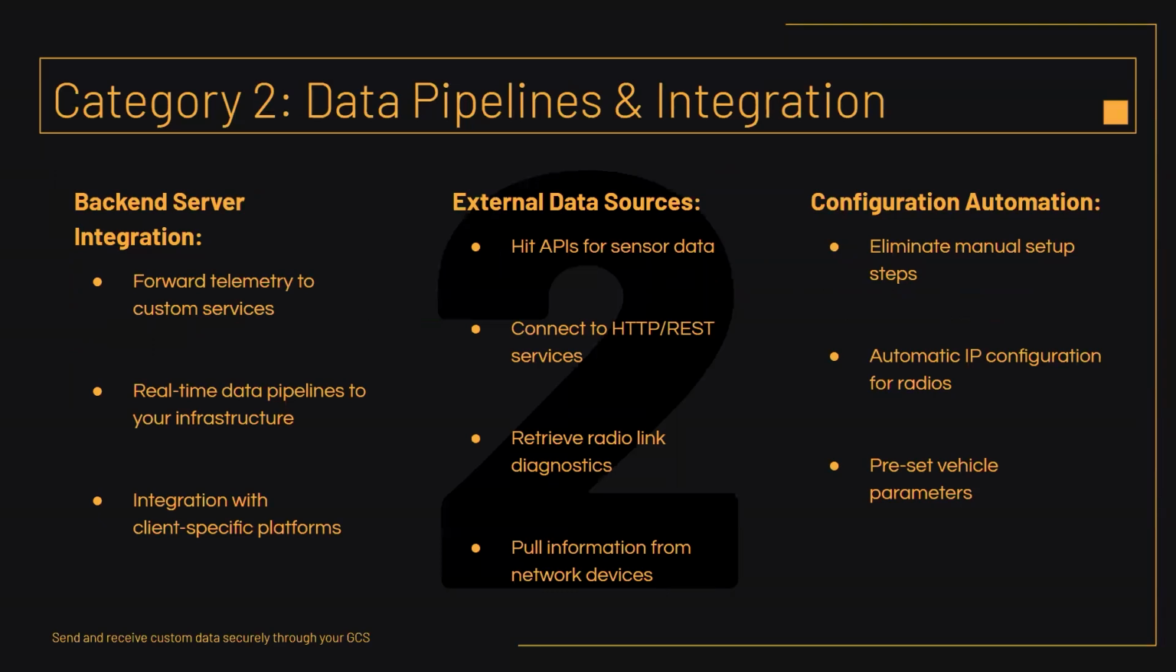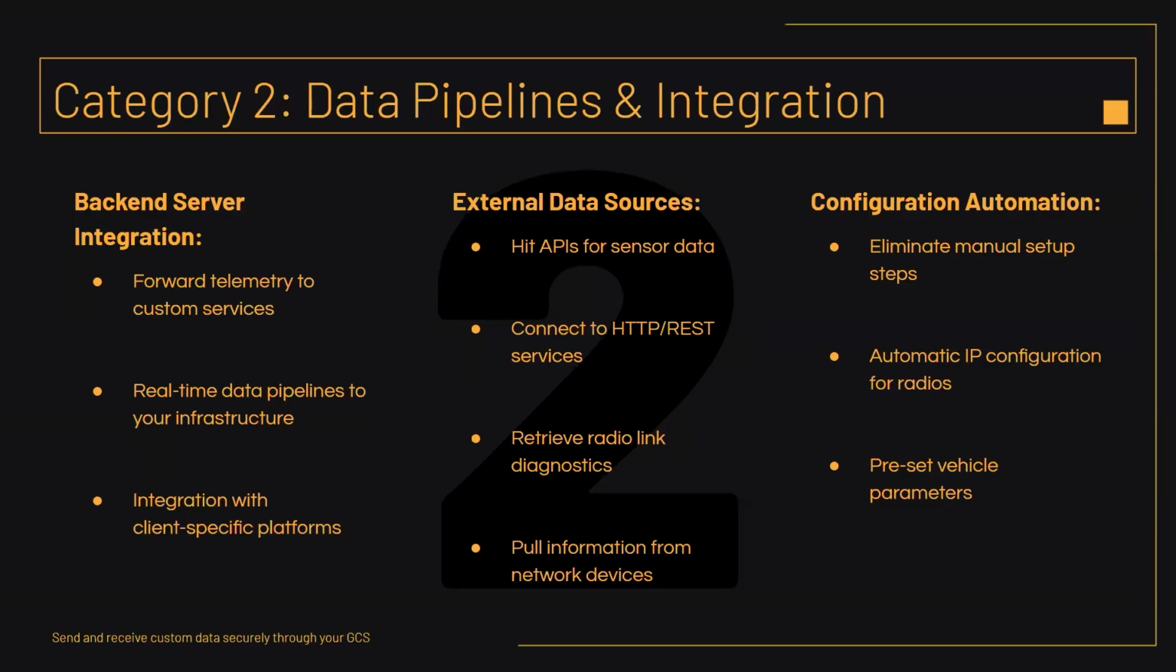The second category is data pipelines and integration. I should probably explain this one more before I go into it. If you want to facilitate custom data pipelines or integrate with custom hardware, which isn't supported on generic ground control stations, this category would cover it. If you have a backend server, you can send real-time data to it, such as drone telemetry. If you have a client-specific platform, this can be very useful, such as a website where you can remotely monitor flights.